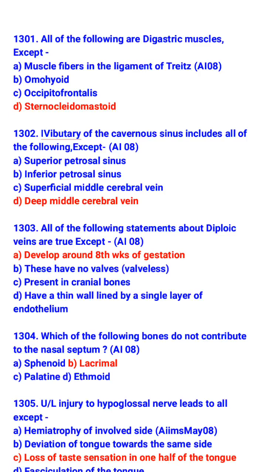All of the following are digastric muscles except sternocleidomastoid. So, which are the digastric muscles? Muscle fibers in the ligament of Treitz, omohyoid, and occipitofrontalis.